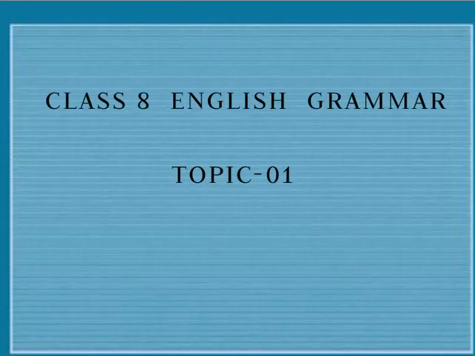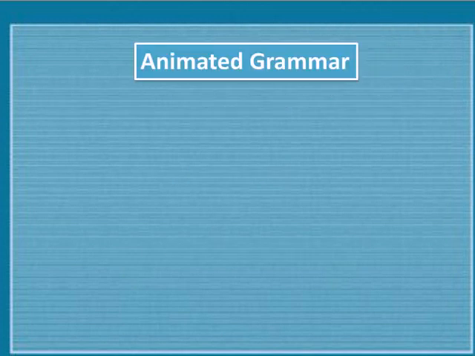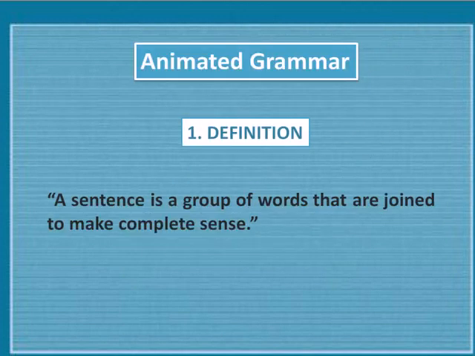Class 8 English Grammar. Topic 1: The Sentence. Animated Grammar. Definition: A sentence is a group of words that are joined to make complete sense.